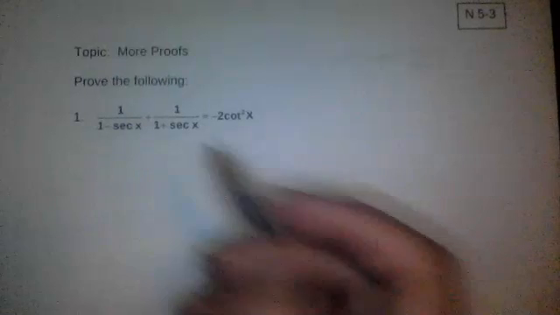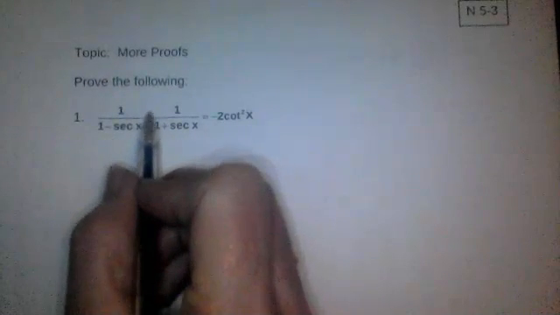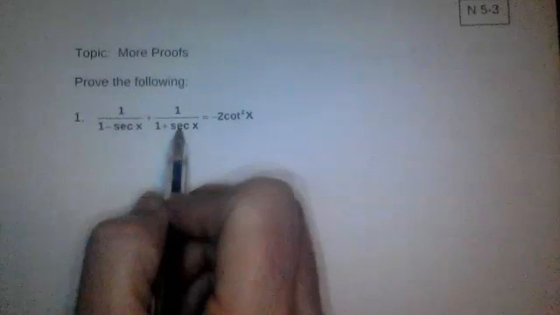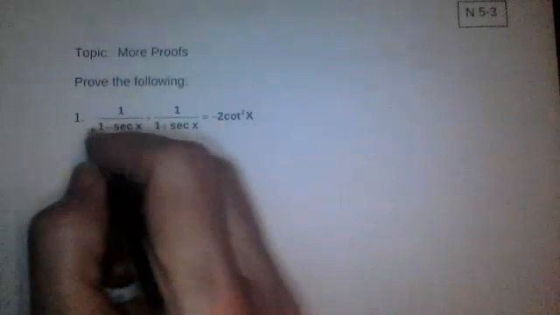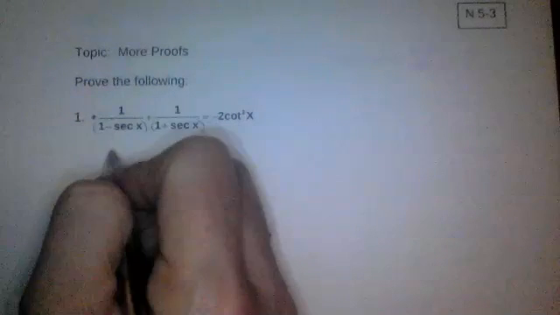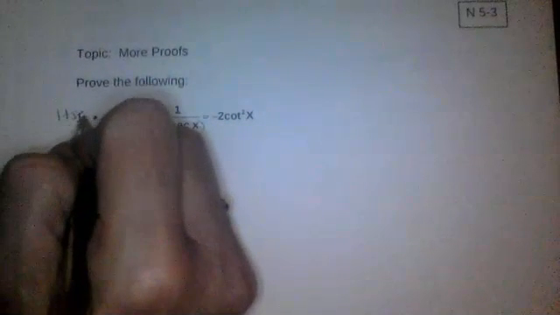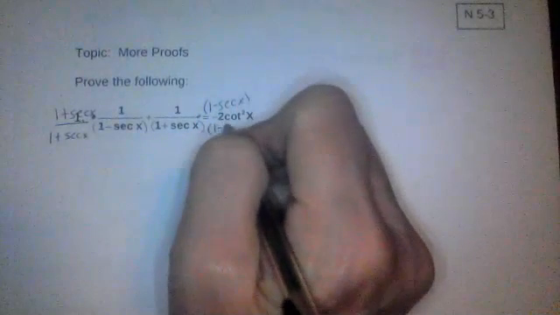So same information today. It looks like in order to add these fractions together, though, we need a common denominator, and these are not the same. Even though they look very similar, the binomials are very different. 1 minus secant x is not the same as 1 plus secant x. So we're going to need to multiply this fraction by 1 plus secant x over 1 plus secant x, and this one by 1 minus secant x over 1 minus secant x.